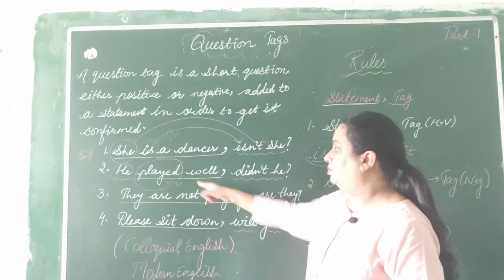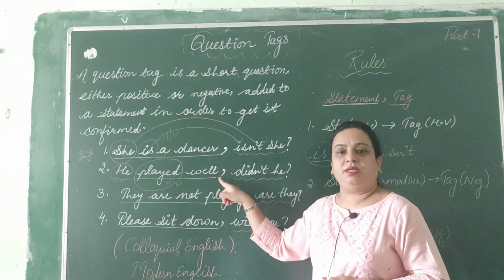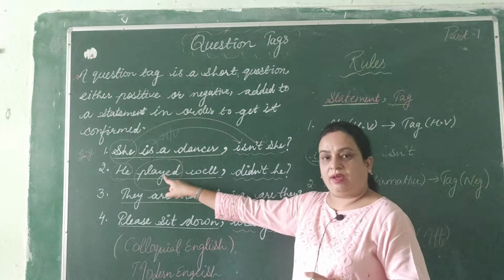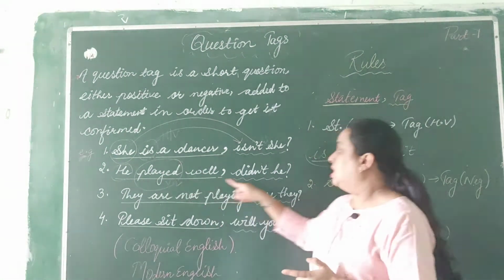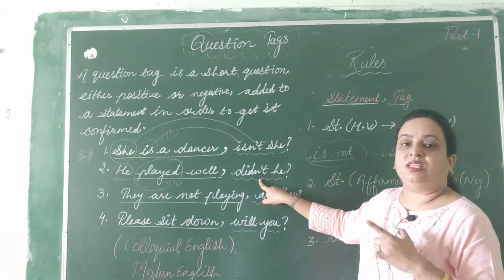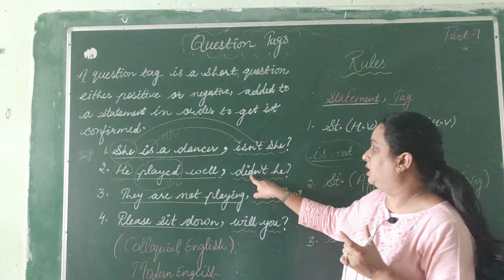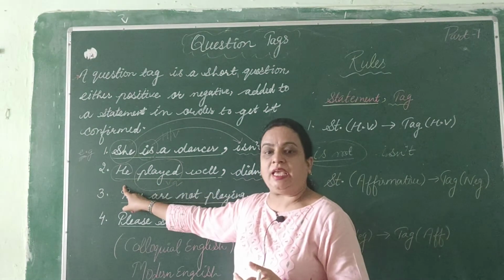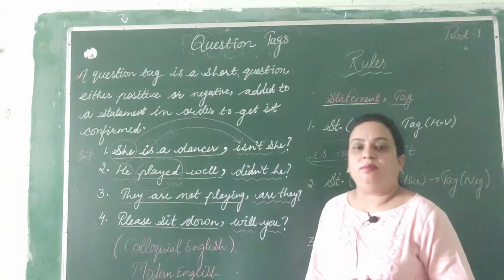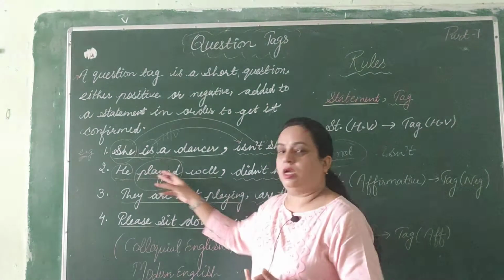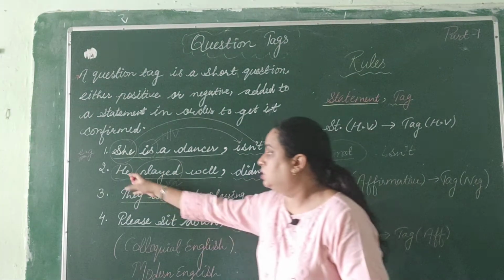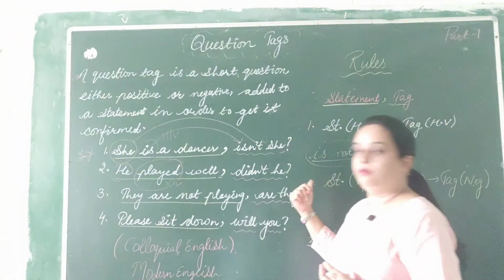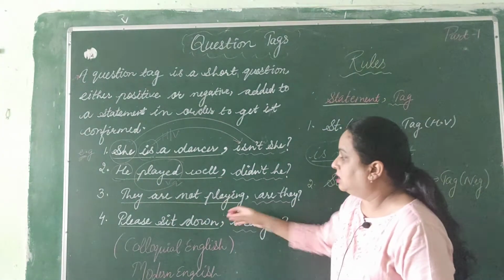So what do we have to do? The statement is positive, so we have to make the tag negative. Played, we have taken "did" here, and the negative of that is "did not", and the short form of "did not" is what? Didn't. Okay, so "didn't he", because "he" is the subject. If any name of any person is there, like Ram, Shyam, Ghanshyam, whatever you want to take, you have to use the related pronoun, and that will be "he". Okay, let's understand the third one.